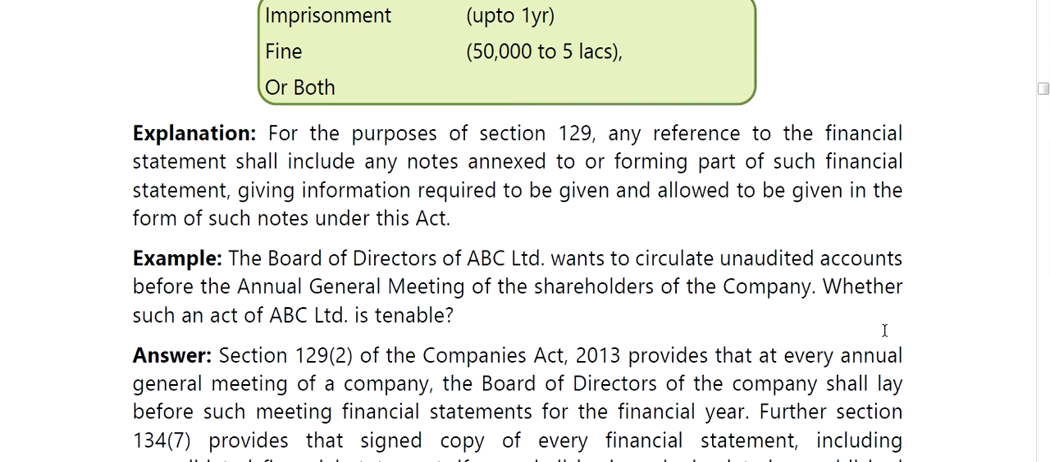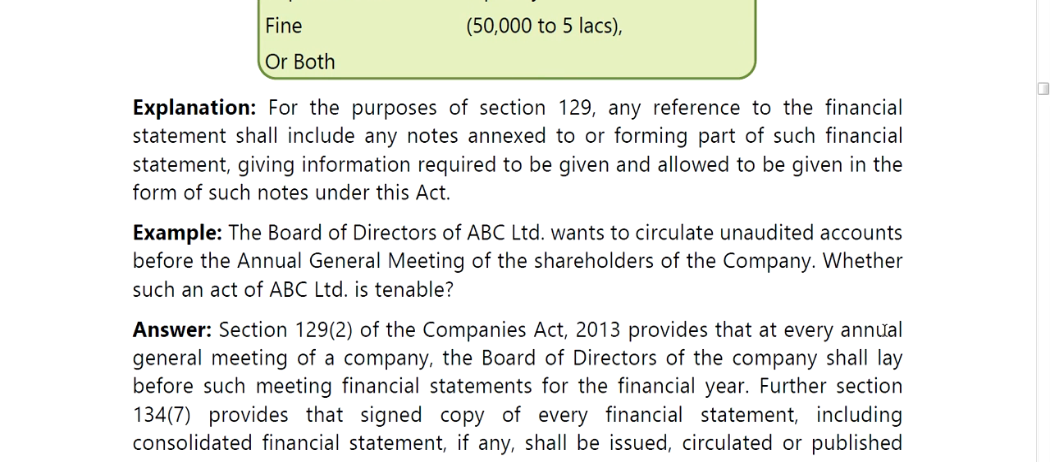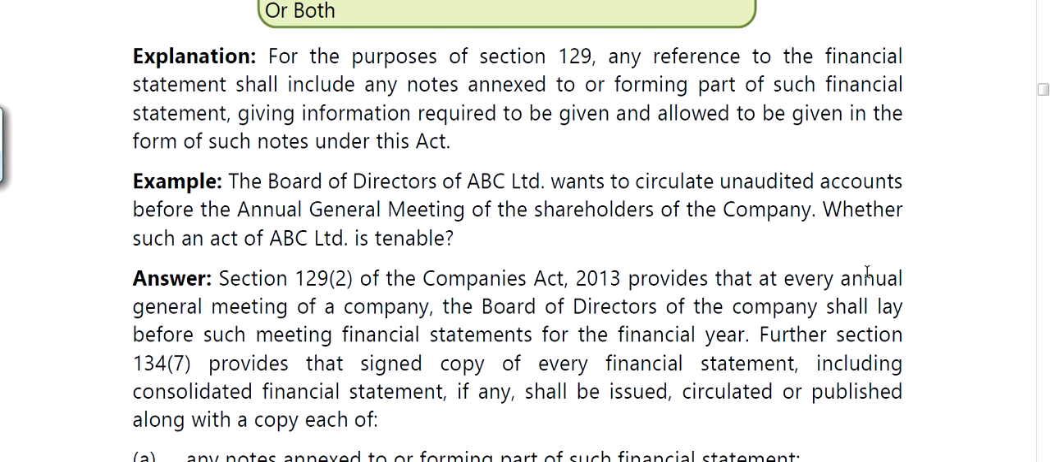For the purpose of section 129, any reference to the FS shall include any notes annexed to or forming part of such financial statement, giving information required to be given and allowed to be given in the form of such notes under this Act. Example: the board of directors of ABC Limited wants to circulate unaudited accounts before the AGM of the shareholders of the company. Whether such an act of ABC Limited is tenable?